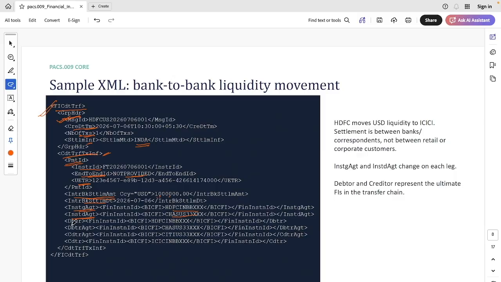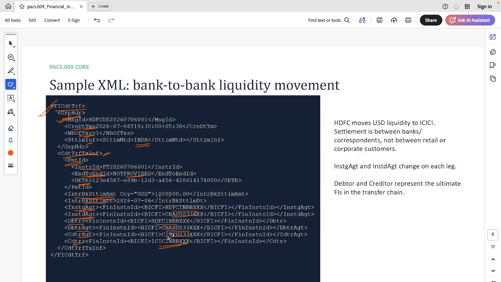Then we see the debtor and creditor details. The debtor is basically the HDFC Bank. The debtor agent is also JP Morgan Chase. The creditor agent is Citibank in the US, and the creditor is basically the ICICI Bank. So in business terms, HDFC Bank is moving USD liquidity to ICICI, and the movement is happening through correspondent banks such as JP Morgan Chase and Citibank.